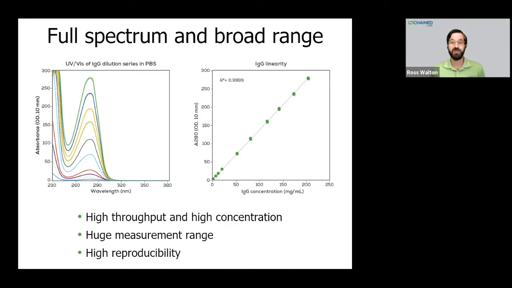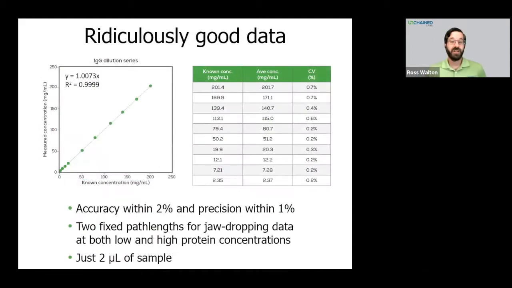When determining the protein concentration from a UV-vis spectrum, you use the absorbance at 280 nanometers, or A280, and a protein's E1%, which is a mass extinction coefficient. Now you can see from this dilution series of IgG that the results are extremely linear and highly reproducible across the entire range of concentrations with an R squared of 0.9999.